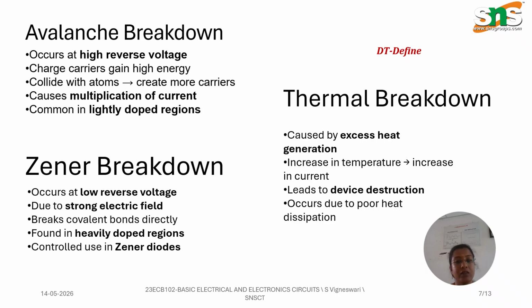Next is the Zener breakdown. Zener breakdown occurs at low reverse voltage levels. In heavily doped regions, the depletion region becomes very thin, a strong electric field is produced, and this field directly breaks the covalent bonds and releases the carriers. Avalanche breakdown is not similar to Zener breakdown, and the Zener effect is intentionally used in the Zener diode for voltage regulation. Thermal breakdown occurs because of excessive heat. When temperature increases, the current gain also produces more heat, and the cycle continues and may finally destroy the transistor.